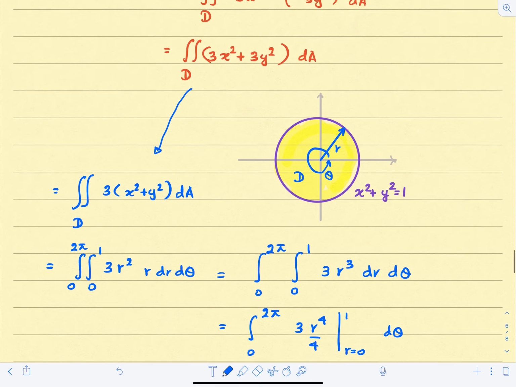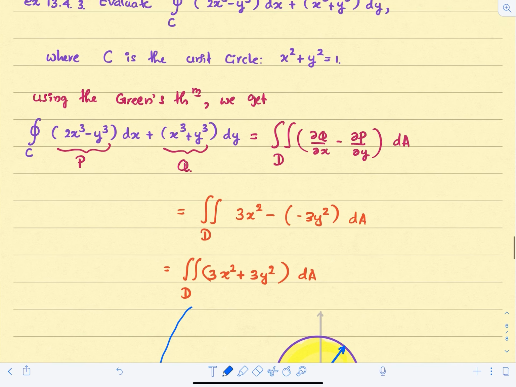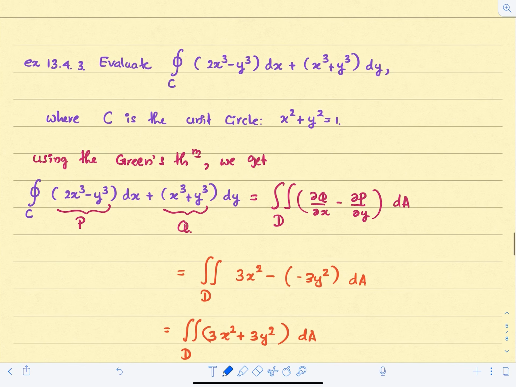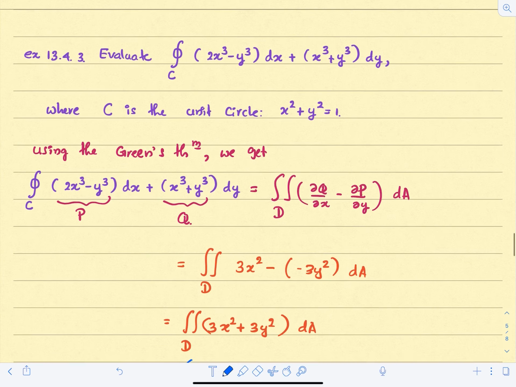So sometimes, if we have a closed curve, it is very easy to use Green's theorem to evaluate a line integral.